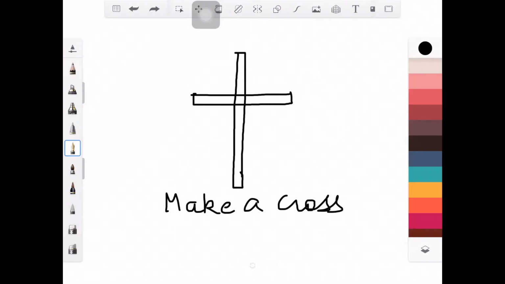Let us make a very easy diagram of the male reproductive system in humans. It is shown to be very difficult in textbooks, but we are making the easiest possible. For this, simply make a cross like this. Quite easy to make.